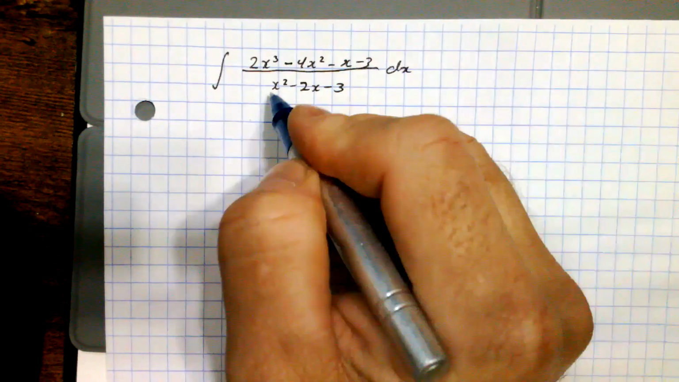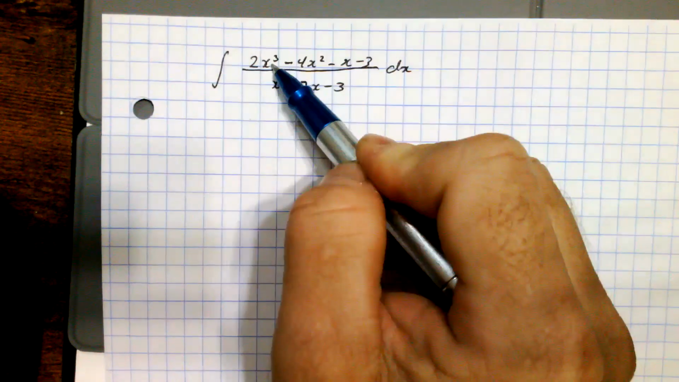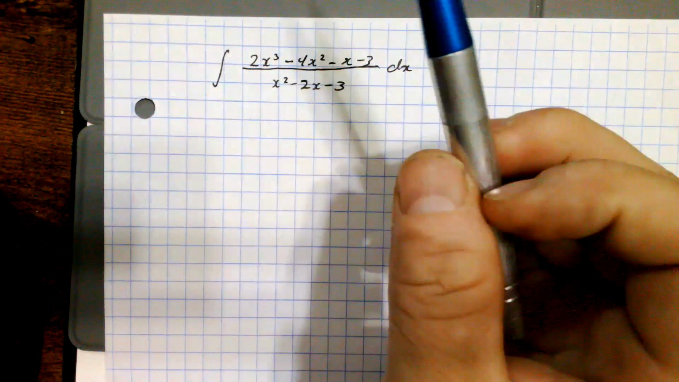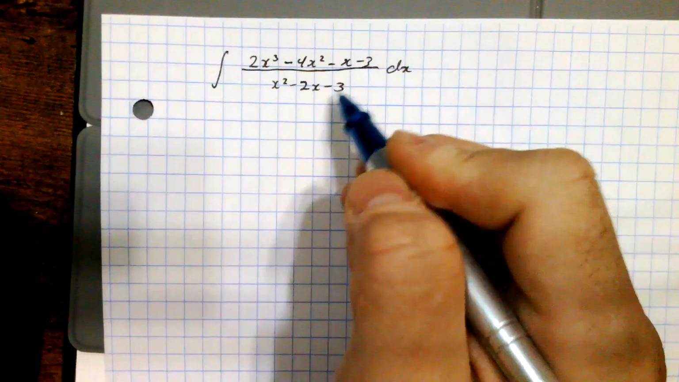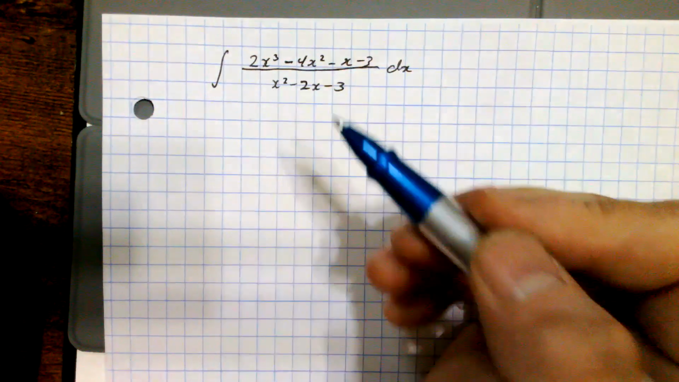For this problem, we're going to try and integrate, but the first thing we notice is that the degree of the numerator is at least one more than the degree of the denominator. And so while we're going to use partial fractions on this eventually, we need the denominator to be of a higher degree than the numerator.